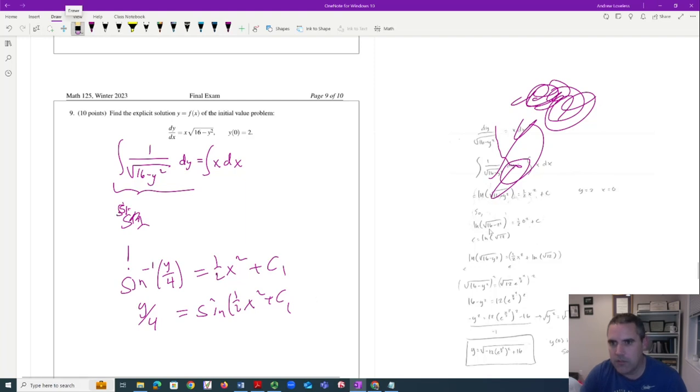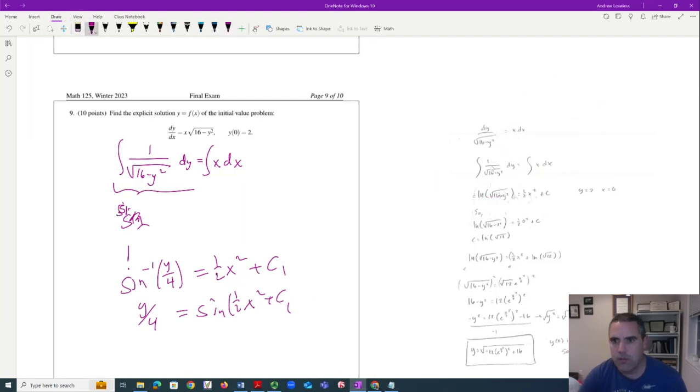People that got this wrong, let's see what happened. So this person made a really big mistake right here. They just assumed it was log. So that's a big careless mistake that loses a lot of points.